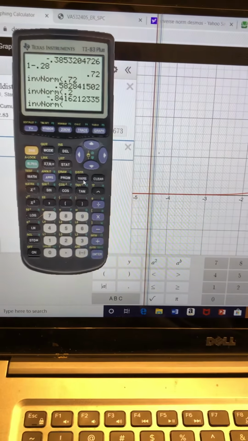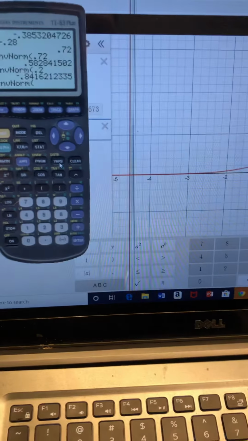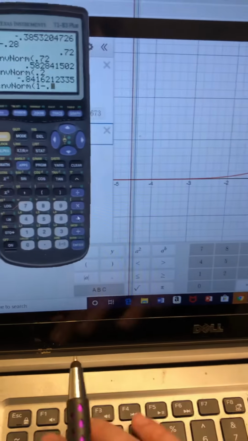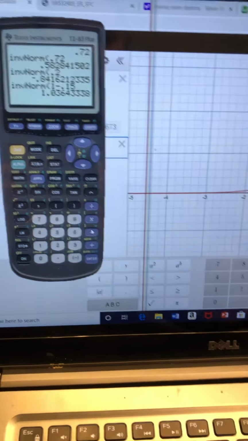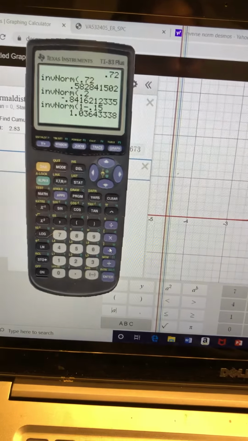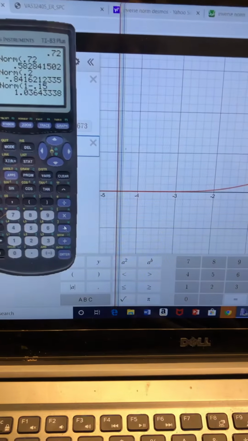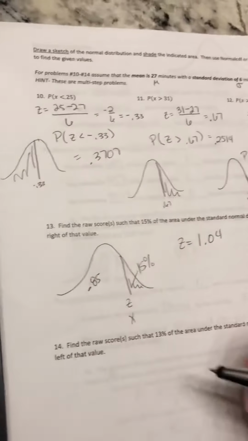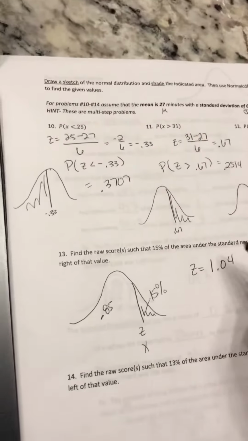If we have 15% to the right, then that means we have 0.85 to the left, or like I said, you can do 1 minus 0.15. You need the area to the left, so however you want to do it. So Z is 1.04. So 0.15, that means this down here is 0.85, or 1 minus 0.15.